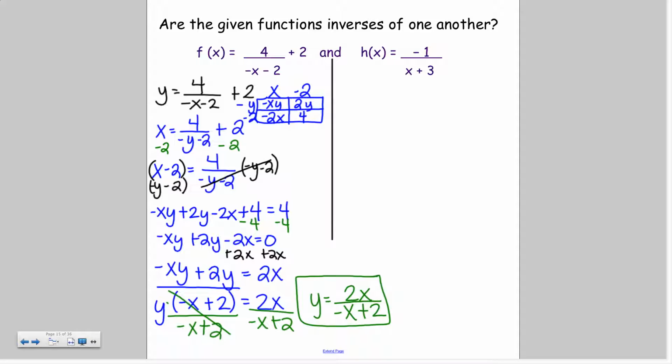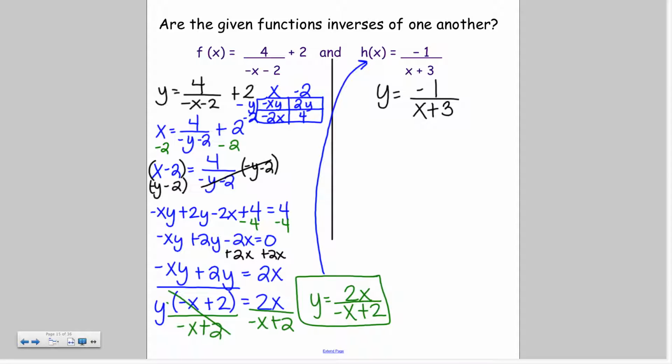Okay? Now, before you go on, look at this and see, does it match this? No, it doesn't. So that is not the inverse. This f of x is not the inverse of h of x. But that's okay. We could still see if h of x is the inverse of f of x. Okay? So we have y is equal to -1 over x plus 3.